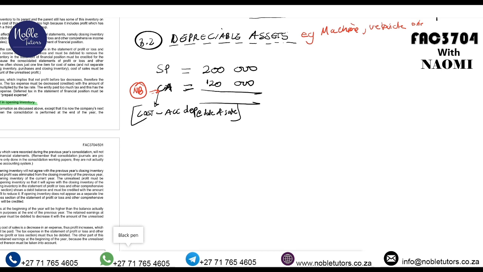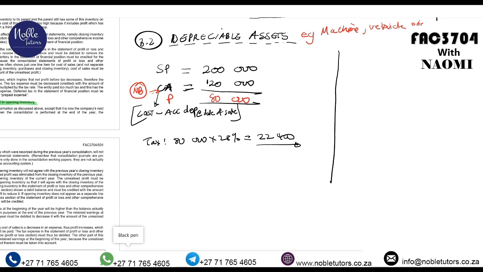Right, so what's my profit? Remember, I'm interested in the profits. So my profit is 80. This is still the same as what we did with land. Now, let me do my taxation as well on the side. So that was my profit, then my tax. Remember guys, this is a depreciable asset, so it's still at 28%. So 80 times 28% gives me 22,400. That's my tax.